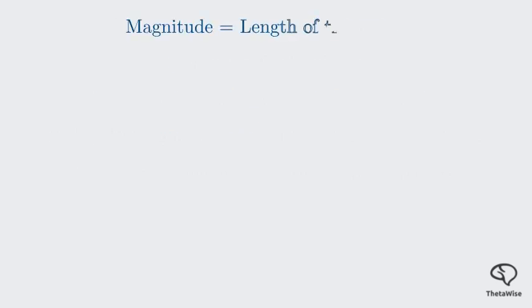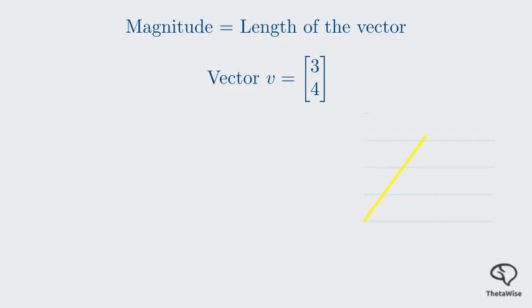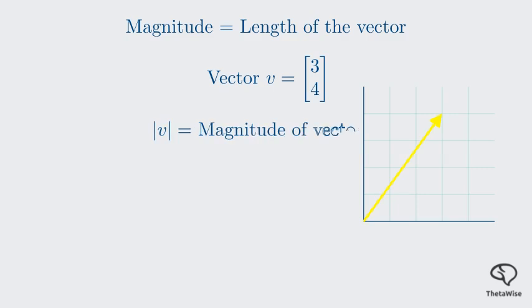Let's start by defining what we actually mean by magnitude. In mathematics, the magnitude of a vector is simply its length. Imagine we have a vector, let's call it v, with components 3 and 4. This means to get from the start of the vector to the end, we move 3 units to the right and 4 units up. When we draw this on a grid, the magnitude is the physical length of that arrow. We represent magnitude using vertical bars, like absolute value symbols, around the vector name. So, whenever you see these bars, the question is asking, how long is this line?